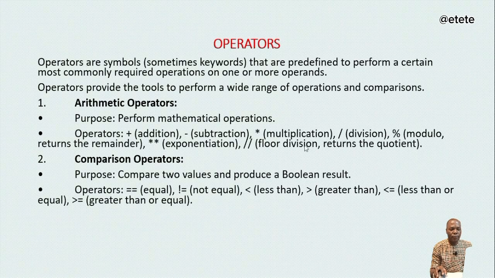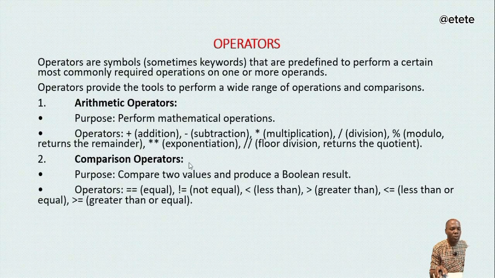Then we have floor division, this symbol, forward slash twice, //. Floor division returns the quotient. If modulo returns the remainder, floor division returns the quotient. We are going to see it practically.